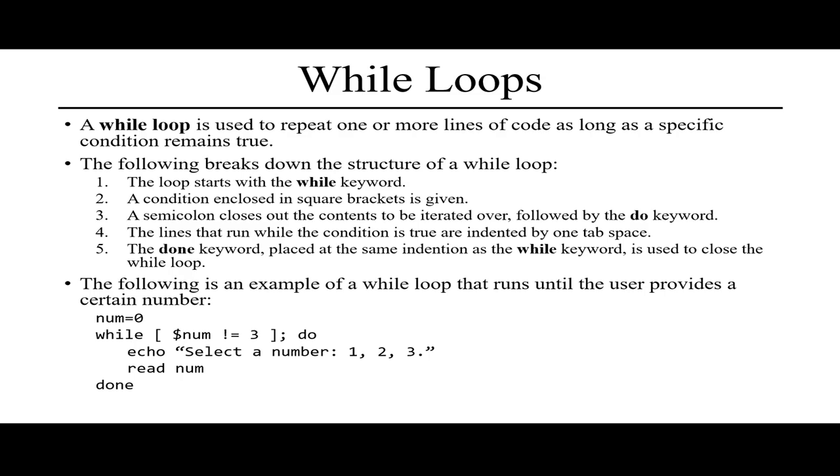I'm not going to go over this again, but I'll read out the example I've got. I've made an example where a while loop runs until the user provides a certain number. So while num is not equal to 3, do this. Select the number 1, 2, or 3. A user is going to type out a number. And obviously we're not checking what number is being provided, but as long as this variable does not equal 3, this command will keep running. The user can just keep typing in numbers until the specific one is typed in.